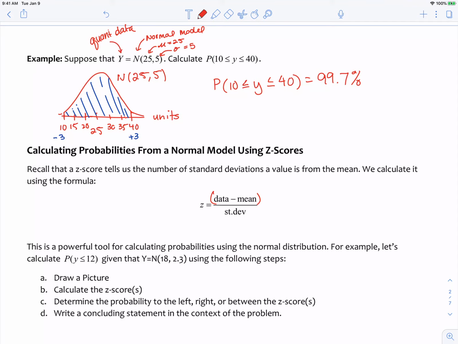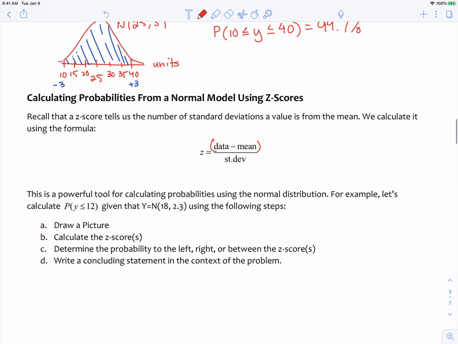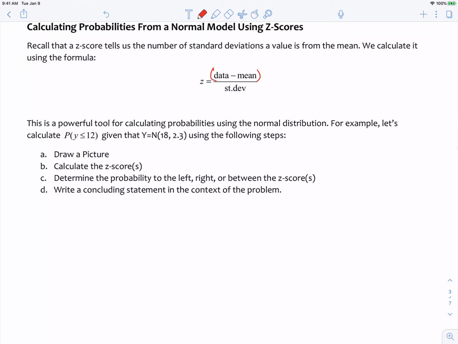For example, we're going to go ahead and calculate the probability that y is less than or equal to 12, given that we have a normal distribution with a center or mu of 18 and a standard deviation of 2.3. And we're going to go through the steps of this normal model probability calculation. And there's always going to be 4 main steps. And first is to go ahead and draw a picture. And by a picture, I mean of the normal model.